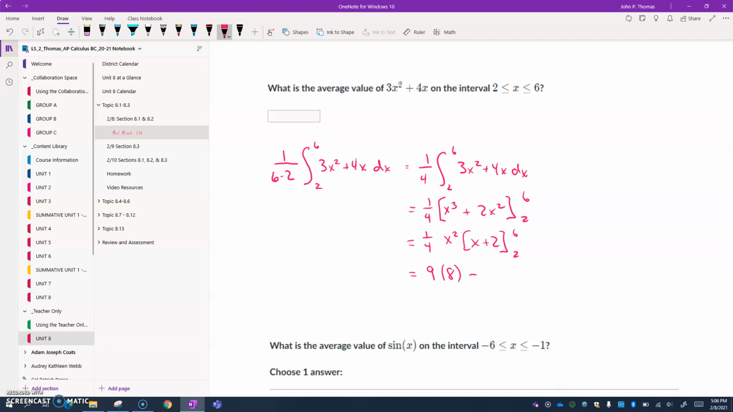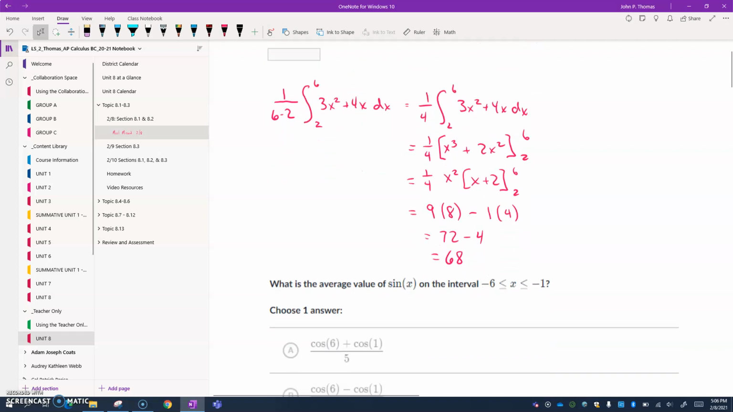So we have 9 times 8 minus, then I'll plug a 2 in, I'll get 2 squared, which is 4, times a quarter, which is 1, and then 2 plus 2 is 4. All right, so I've got 72 minus 4, which equals 68. So my average value of that function over that interval would be 68.